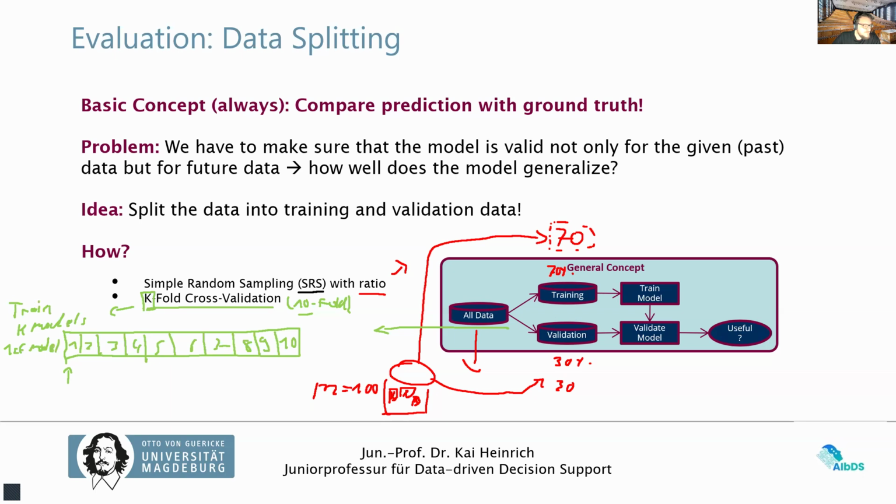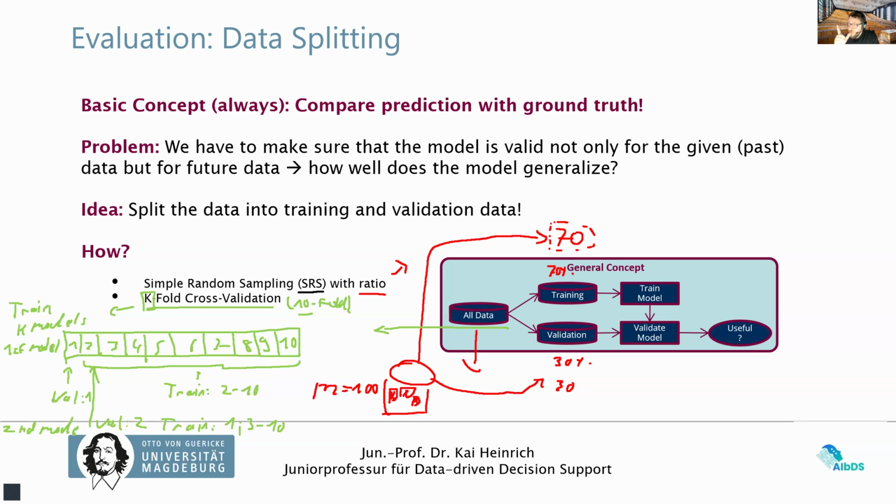We train K models here because for the first model, this will be the validation data set, and all the other partitions will be the training data set. In the second model, we will have 2 be the validation data set, and training will be data set 1 and data sets 3 to 10, not 2, of course, because 2 is the validation data. Here the validation data is 1, and the training is 2 to 10. So this is k-fold cross-validation, and we get 10 models.